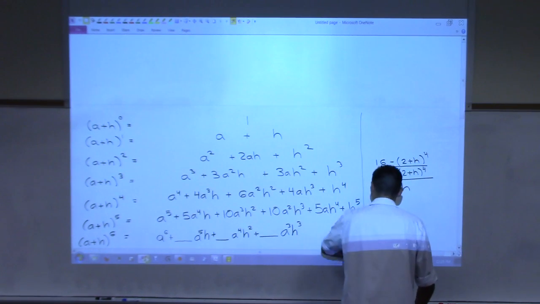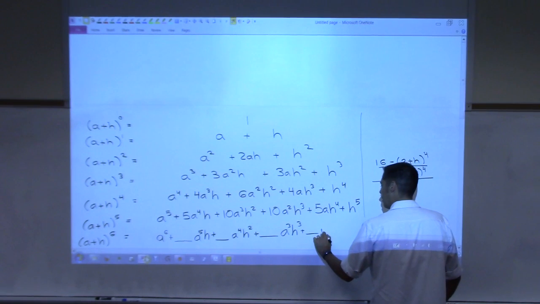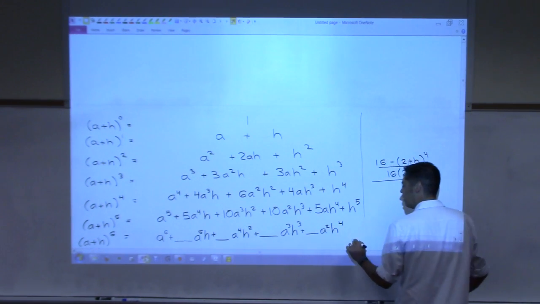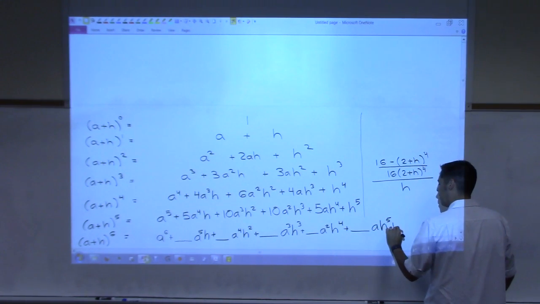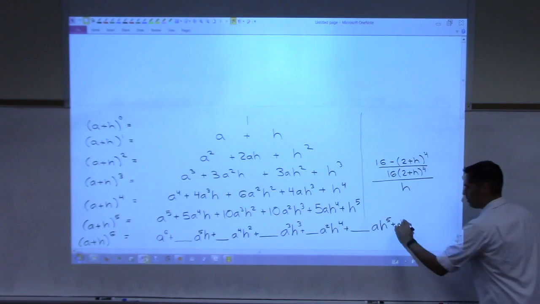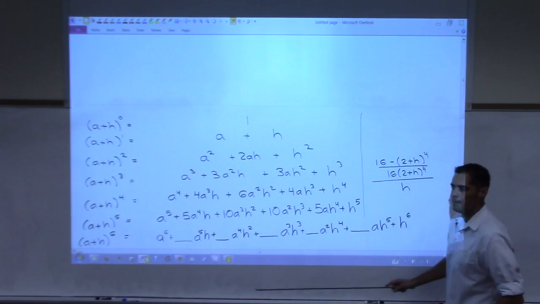I'm going to run out of room over here. Space, a squared h to the fourth plus space a h to the fifth plus, what about that last one? h to the 6th. Just h to the 6th. Now it's just a matter of determining those numbers. All right?